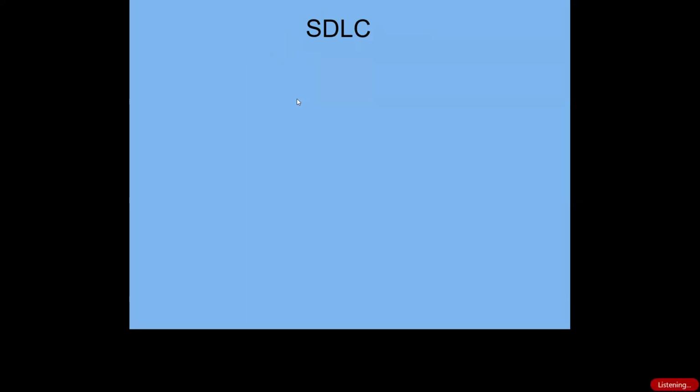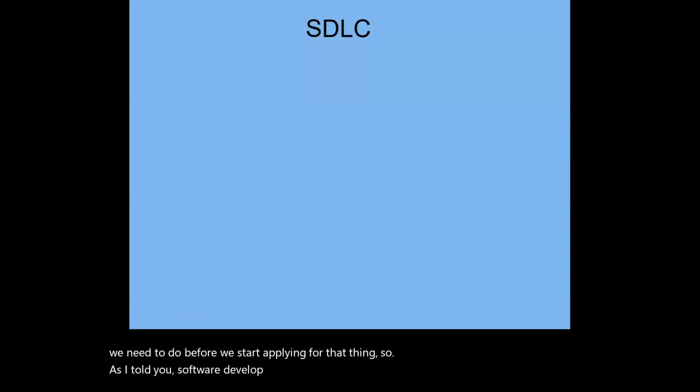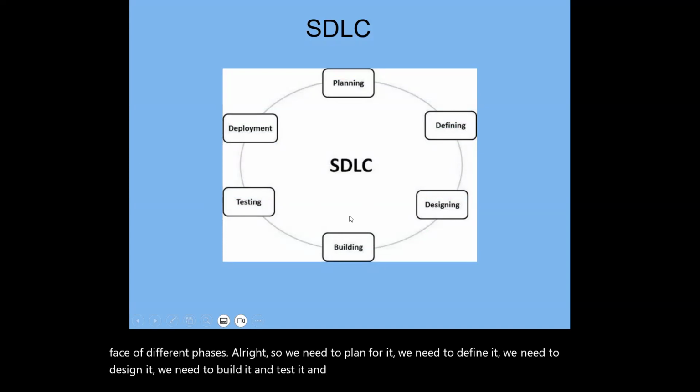Okay, whenever we are building something, we need to plan for it, okay? There are different things we need to do before we start planning for that thing. So, as I told you, the software development life cycle is that kind of thing that we have to plan, just like different phases. We need to plan for it, define it, design it, build it, test it and deploy it. These are what SDLC takes.